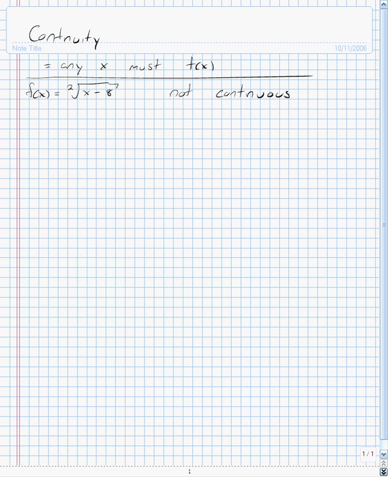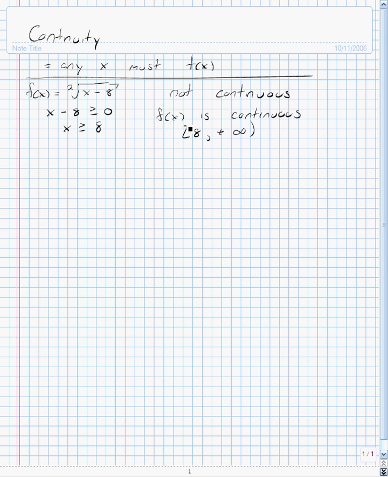Although we can restrict it to say that if the inside here is greater than 0, or greater than or equal to 0, so x minus 8 is greater than or equal to 0, or solving for x, x is greater than or equal to 8, we can say that f of x is continuous on the interval of 8 to positive infinity.